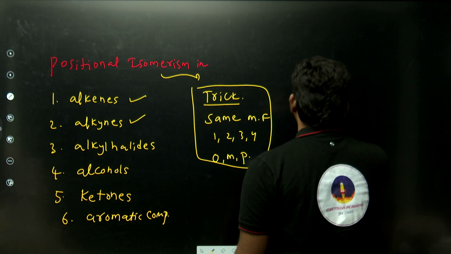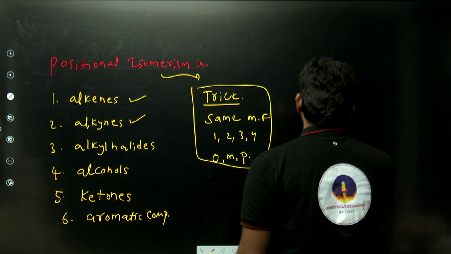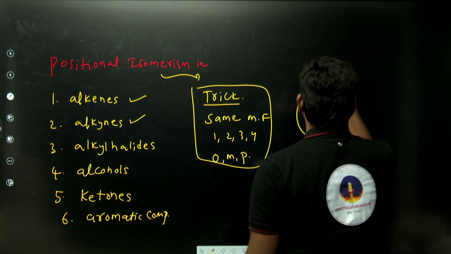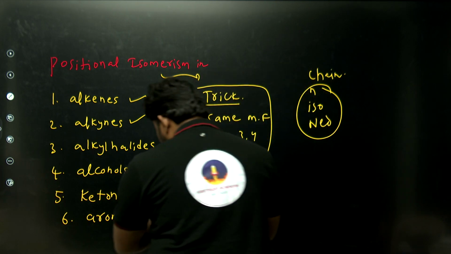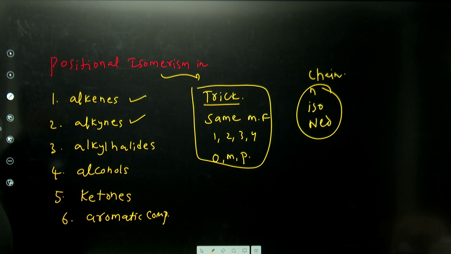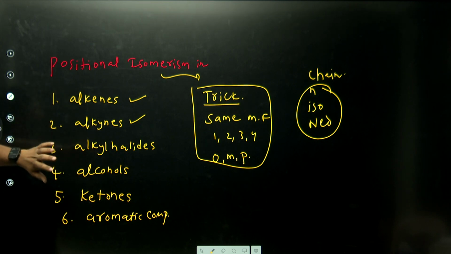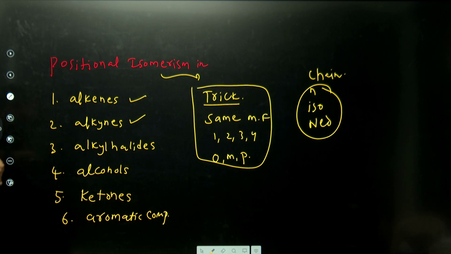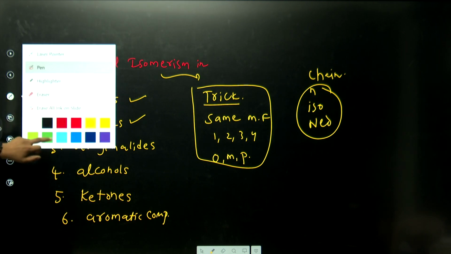N, iso, neo, these terminologies are what we call chain isomers. This is called chain isomerism. So positional isomerism, chain isomerism, both over. Now I will give you some examples, and you have to solve these things.